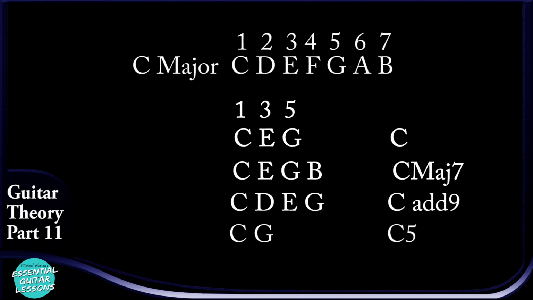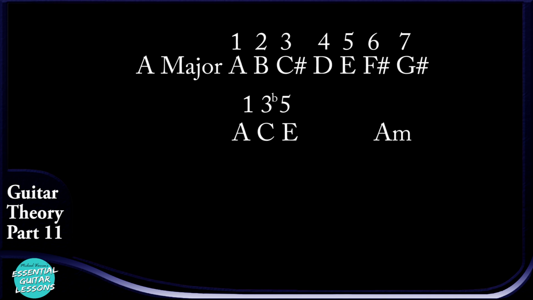So let's have a look at A minor. Bring up the A major scale, A, B, C sharp, D, E, F sharp and G sharp. Use the formula 1, flat 3, 5. So we have A, C and E. So if the chord is A, E, A, C, E, that's fine, we only use the three notes and the lowest note is A, so we call that A minor.